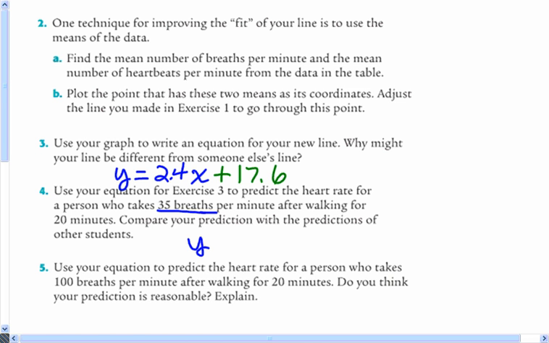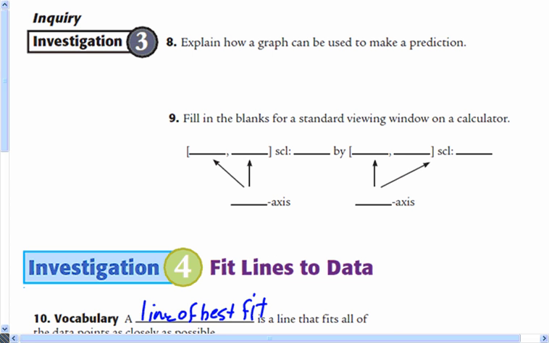So breaths per minute is X, that means that goes there in the equation. We have to find out what 2.4 times 35 plus 17.6 is. Now, we could just use our equation, or our graph, and estimate 35 there.